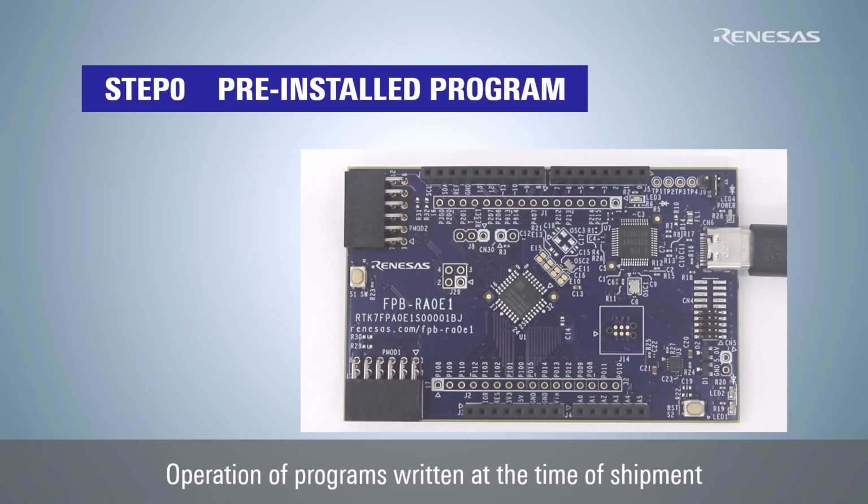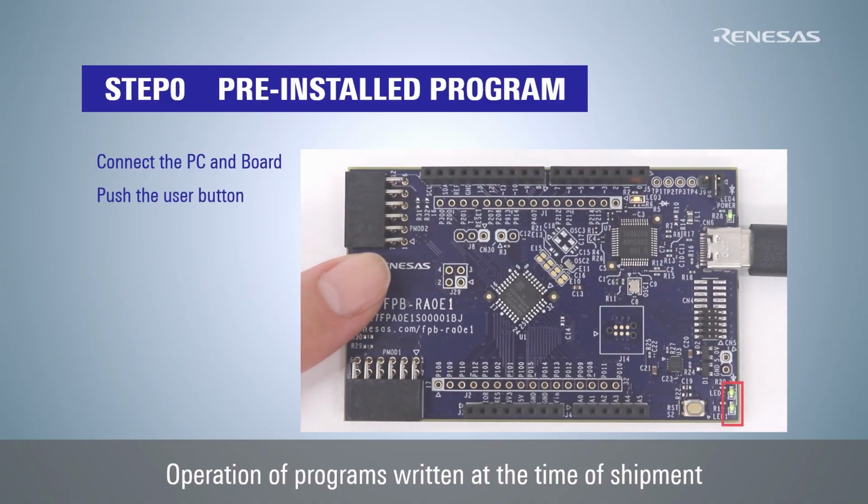First, let me explain the initial behavior of the FPB RA0E1 as it is shipped. Connecting the Fast Prototyping Board to a PC using a USB cable will result in two LEDs blinking on the board. Pressing the user switch will then alter the blinking speed of these two LEDs. Each subsequent press of the user switch will toggle between two distinct blinking patterns.